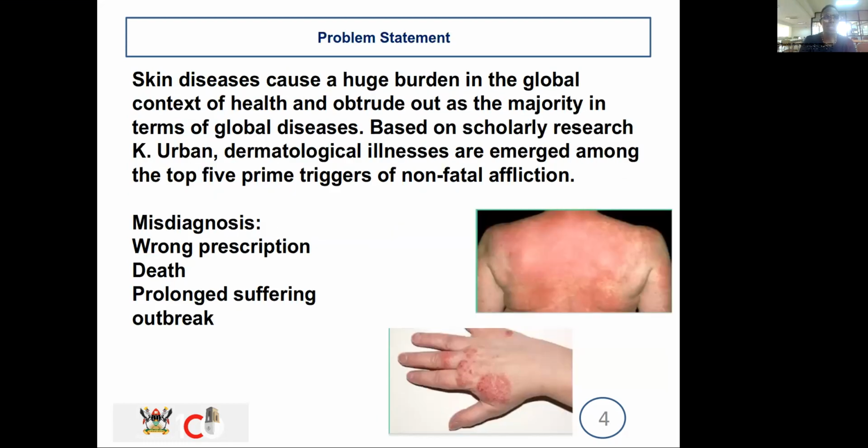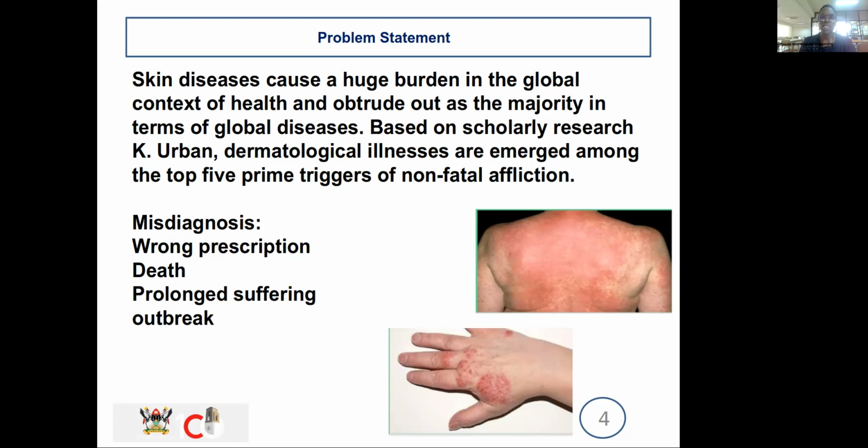The problem statement. Skin diseases cause a huge burden in the global context of health. Based on scholarly research by K. Urban, dermatological illnesses have emerged among the top 5 prime triggers of non-fatal disease burden. Yes, we have a skin disease under investigation, under diagnosis.